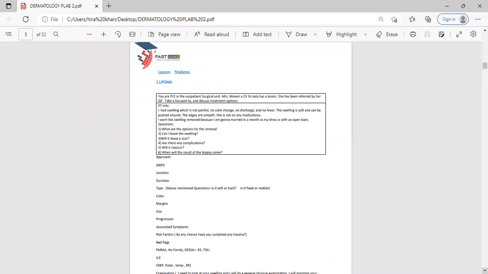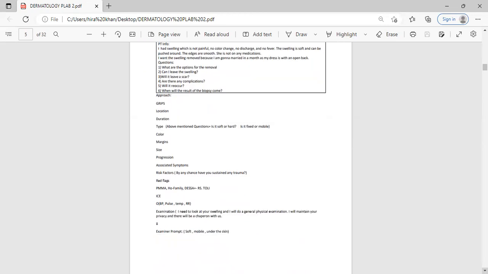Now, the patient history: I have a swelling which is not painful, no color change, no discharge, no fever. The swelling is soft and can be pushed around. The edges are smooth and she's not on any medications. I want the swelling removed because I am going to get married in a month, as my dress has an open back. So questions: What are the options for the removal? Can I leave the swelling? Will it leave a scar? Are there any complications? Will it recur? And when will the result of the biopsy come?